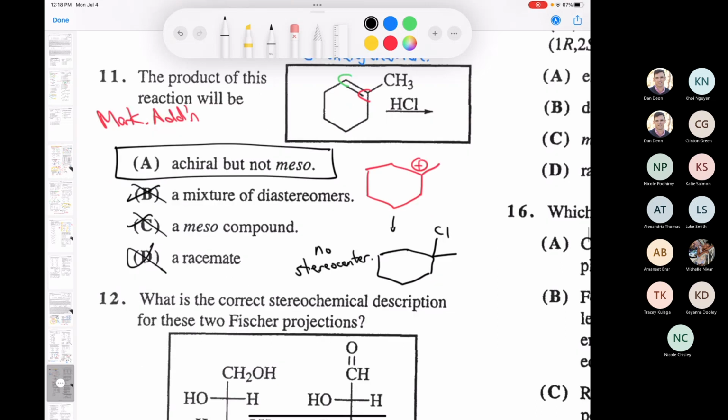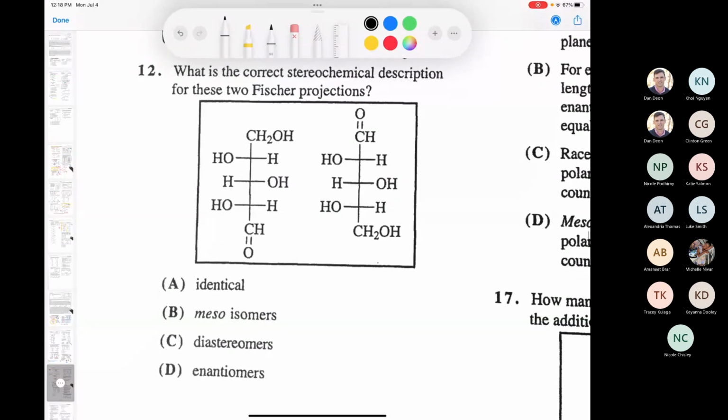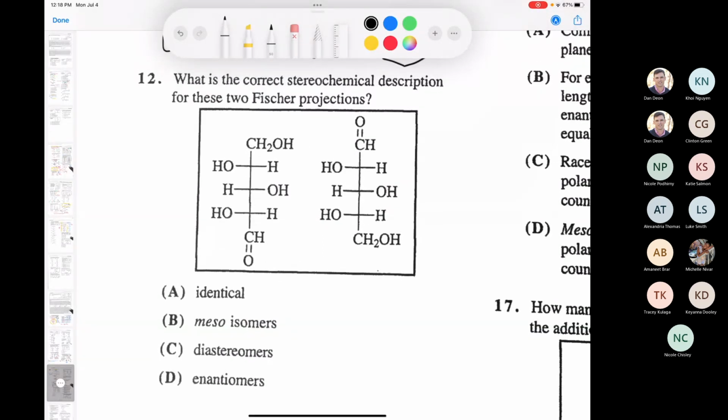All right, let's try number 12. 12 is kind of a weird question. This isn't on your final exam. I looked over your final exam. This question isn't on there, but I'll just go over it with you quickly. It says, what's the stereochemical relationship between these two Fischer projections?